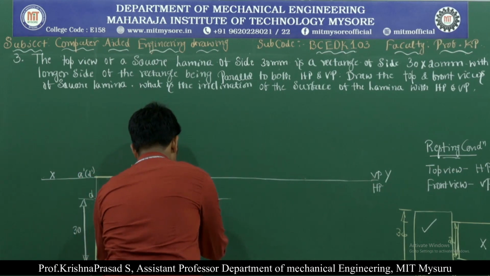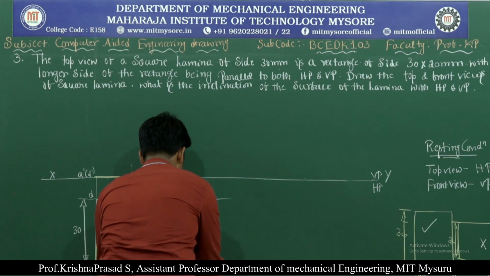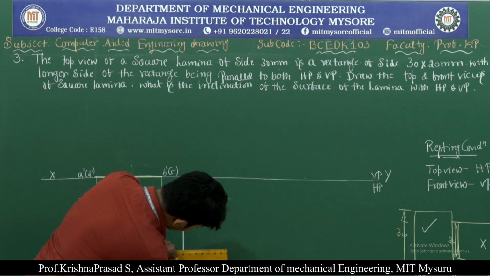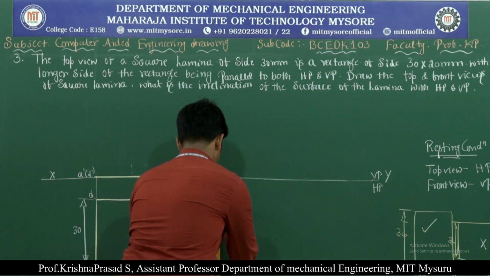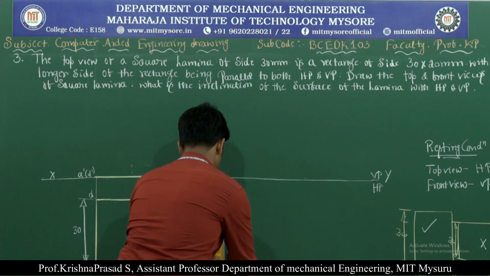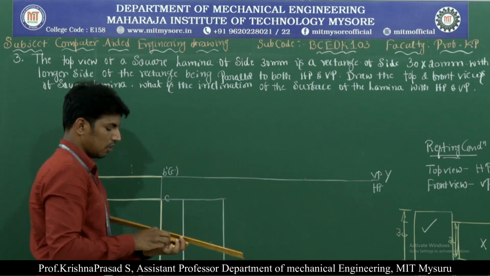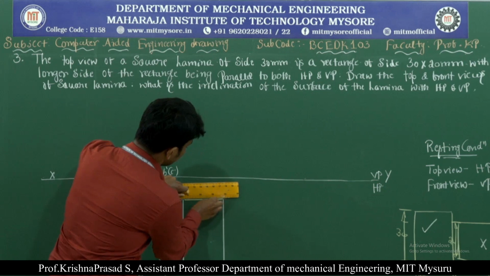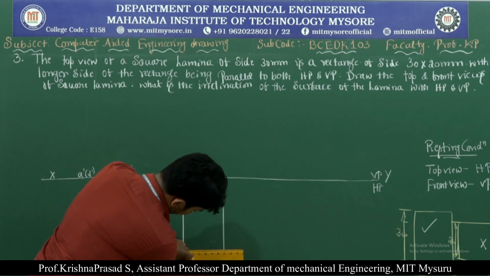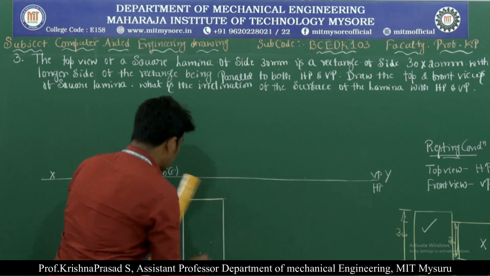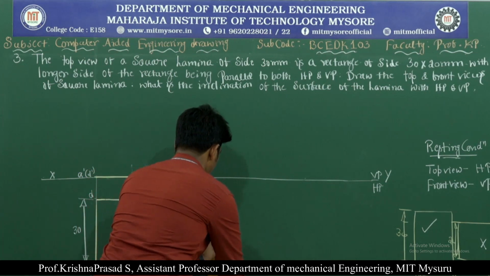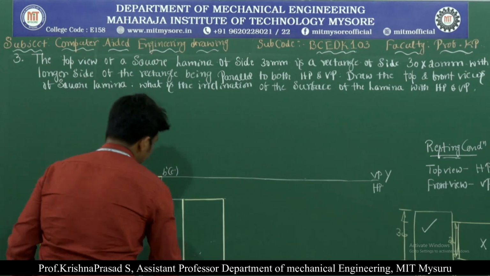Okay, so this dimension is directly nothing but 30 and another 20 mm we need to consider from here. Now this is called a square lamina of dimension 20 mm, and this side is called 30 mm. Okay, so now write the dimension.